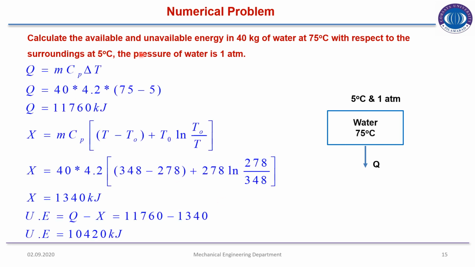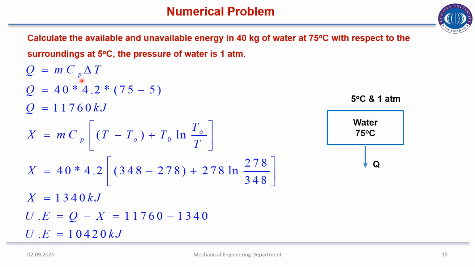So calculate the available and unavailable energy in 40 kg of water at 75 degrees centigrade with respect to the surrounding that is at 5 degrees centigrade. The pressure of water is 1 atm. So here we have a certain mass of water at a certain temperature, and here we have a surrounding at a certain temperature. So heat is exiting out of the water. So here we have to calculate the available and unavailable energy.